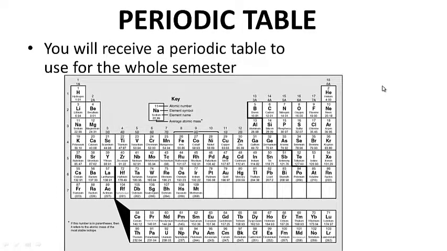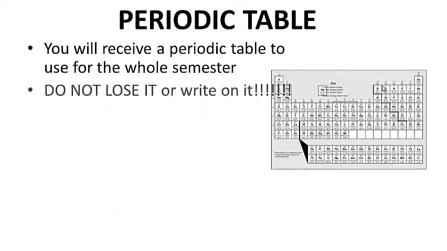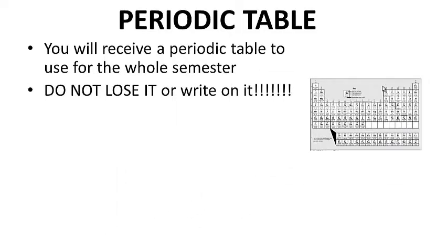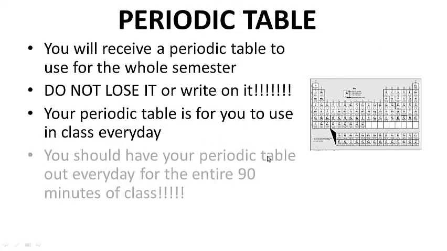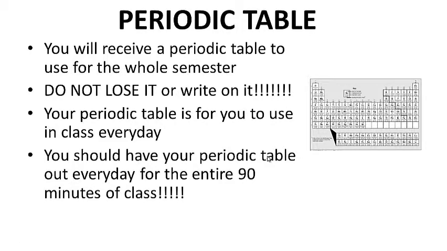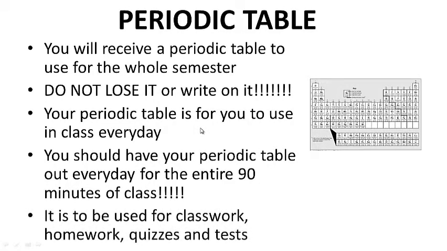So the periodic table. You will receive a periodic table to use for the whole semester. Do not lose it or write on it. If you want an extra one to write on, let me know. Your periodic table is for you to use in every class. You should have your periodic table out every day for the entire 90 minutes of class. It is to be used for classwork, homework, quizzes, and tests. And like I said, it should be out every day. You need it every day.